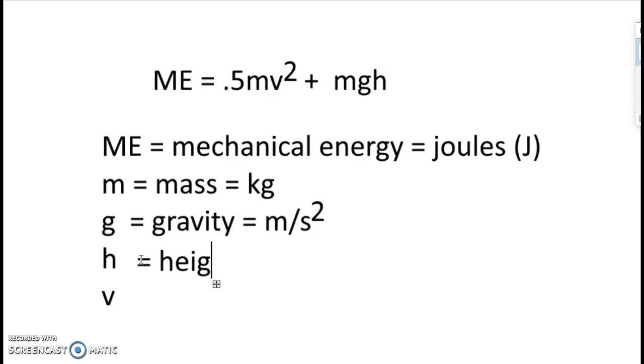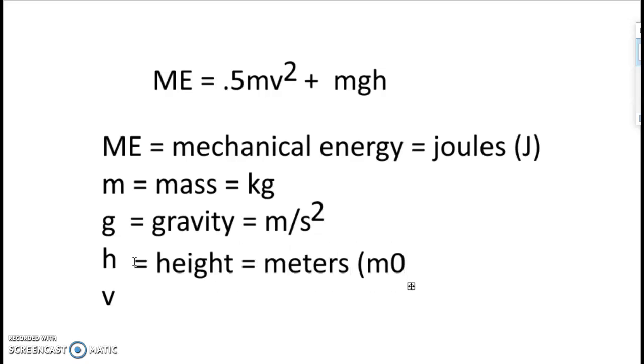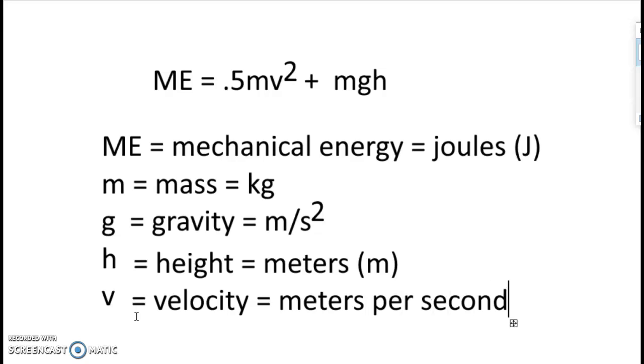H is height, and that is measured in meters. H is height. That's measured in meters, and it's abbreviated with a lowercase m. V is velocity. You should be familiar with that as well. Velocity is, of course, measured in meters per second, or it's almost always abbreviated m/s.